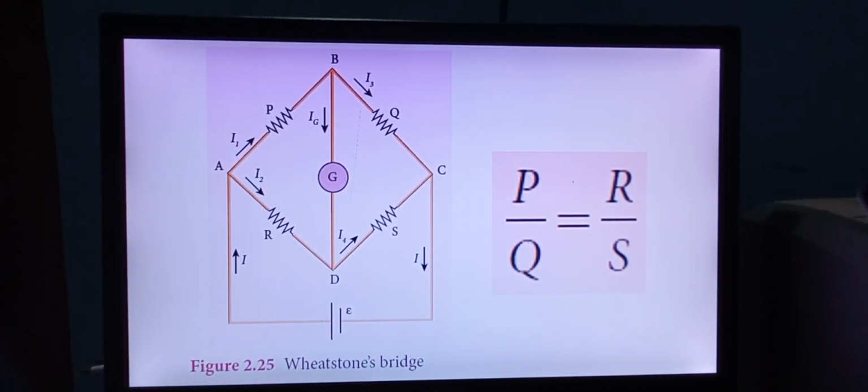Next question, Wheatstone's bridge network. So look at the diagram: 4 resistors and a galvanometer that is connected with EMF, and the formula will be P by Q equal to R by S. And in this case, for the balancing condition, Ig will be equal to 0. The diagram, Ig equal to 0, and P by Q equal to R by S, then you will get 3 marks.